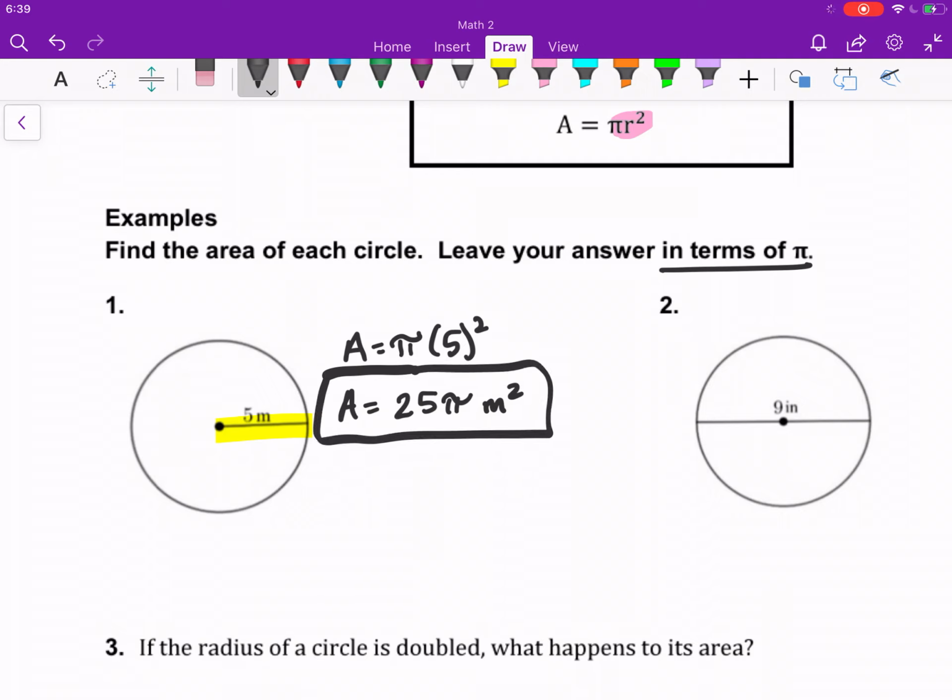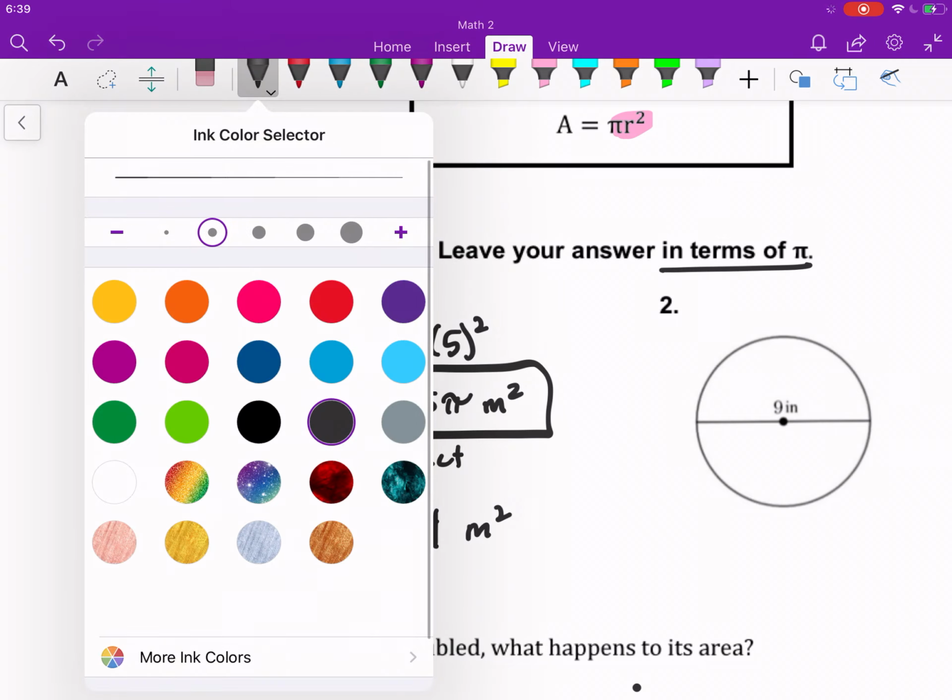And there you go. Now remember, this is the exact answer. If I asked you to find the approximate answer, then you'd put it in your calculator and you would get approximately 78.54, depending on how many decimal places they ask you to go. So that would be the approximate answer. Let me make this pen a little smaller because it's a little big.